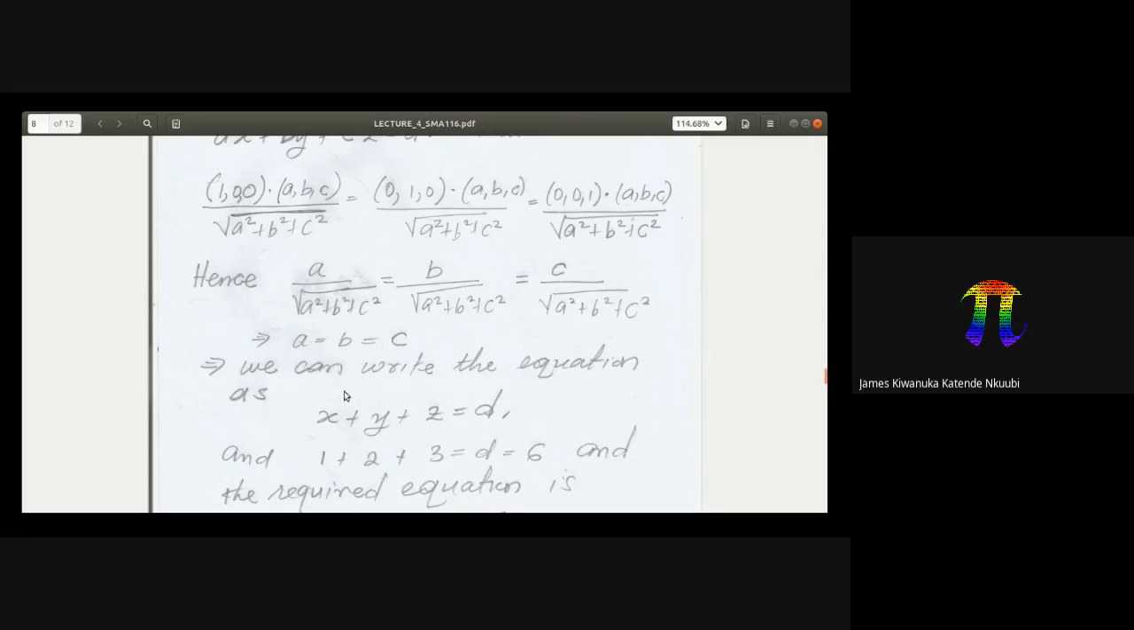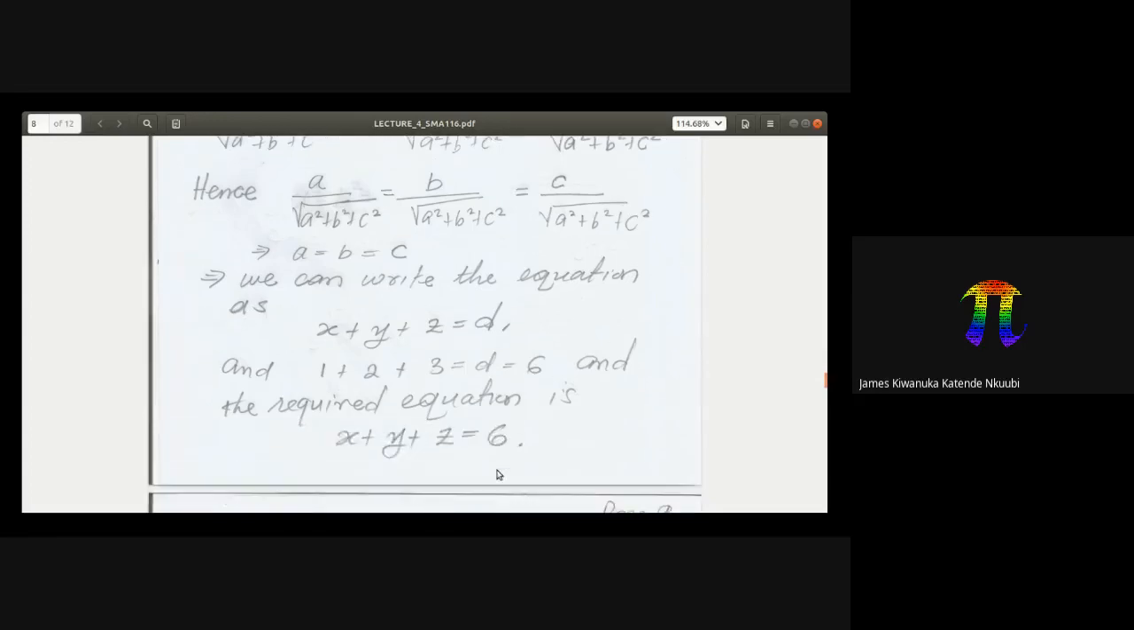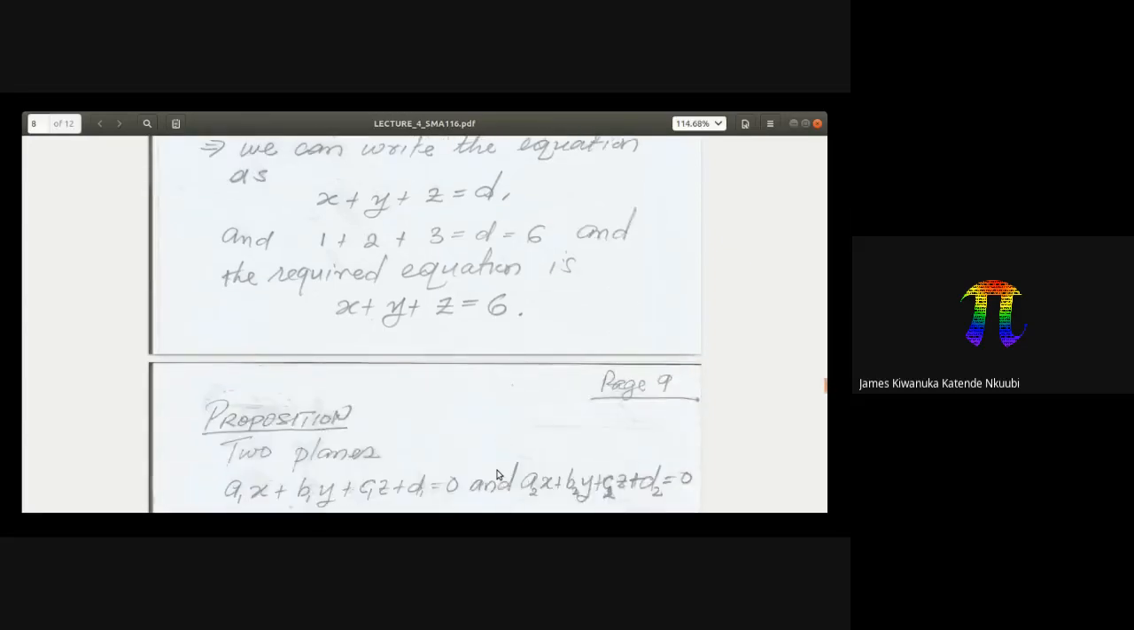So we can write the equation as x plus y plus z is equal to D. Because if you have the same coefficient, you can always divide through by the same coefficient, and you end up with one constant on this side. So we also know that it passes through the point 1, 2, 3. So that point must satisfy this equation. So when you plug in the points, 1 plus 2 plus 3, we should get the value of D, which is 6. So the required equation is x plus y plus z is equal to 6.